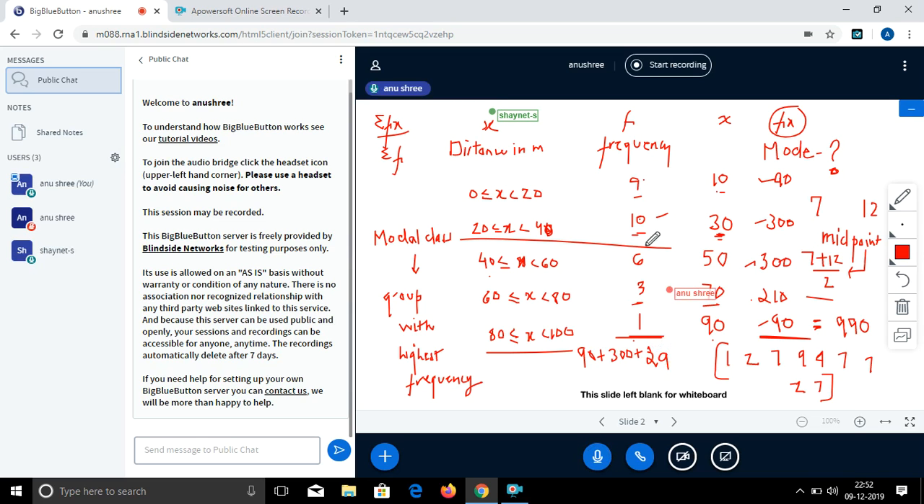So what you have to do, the very first thing is calculate the midpoints. When you calculate the midpoint, multiply f and x. For every row, you have to find frequency multiplied by variable. After that, you have to add all these fx and add f. Finally, it's total of fx divided by total of f. That means 990 divided by 29. You tell me what's the value when you divide them together. 990 divided by 29 is what?